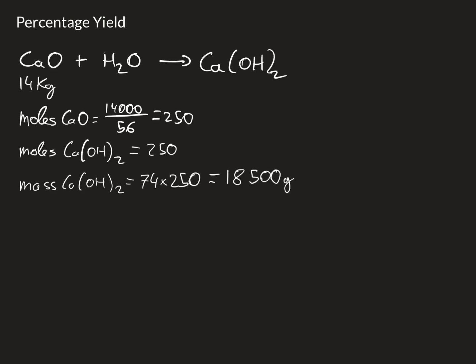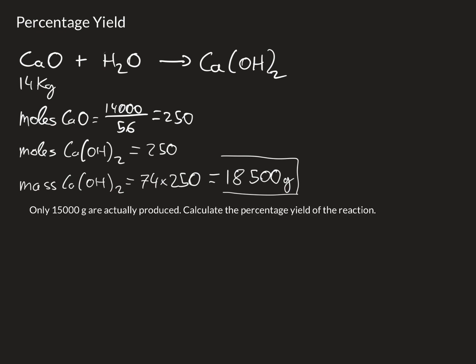Let's say I got this reaction from the previous video. I have 14 kilograms of calcium oxide and I need to find out how many grams do I get of calcium hydroxide. So I do all my calculations and I got that the mass formed should be 18,500 grams. And I look at the next question and it says only 15,000 grams are actually produced. Calculate the percentage yield of the reaction.